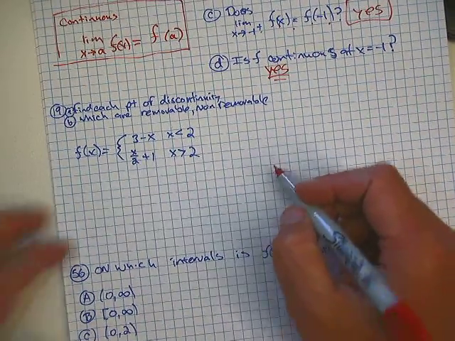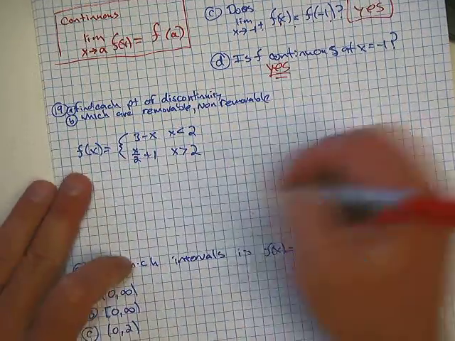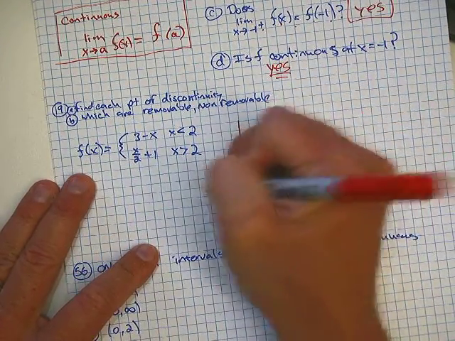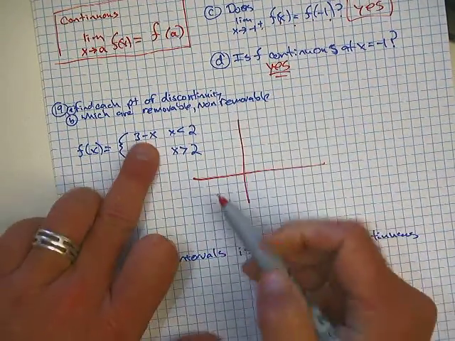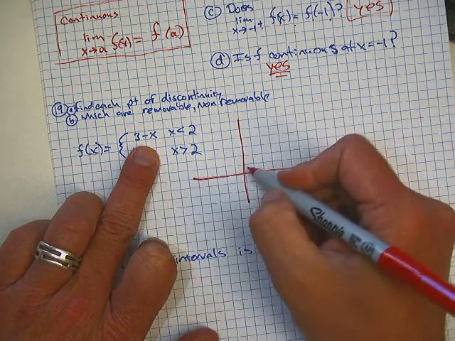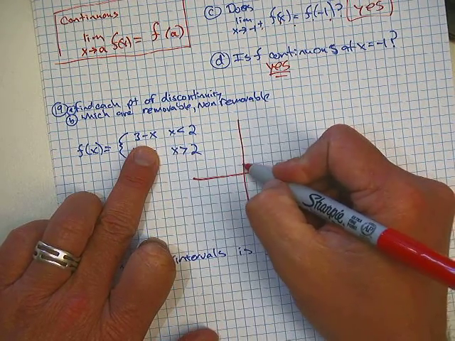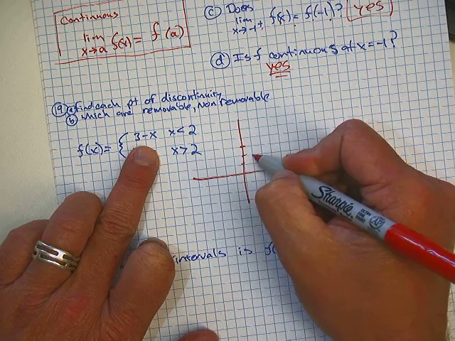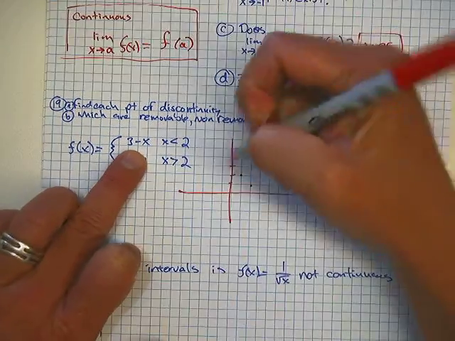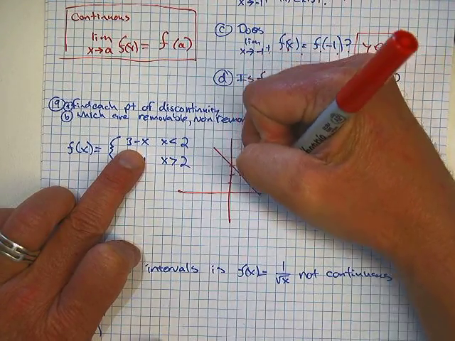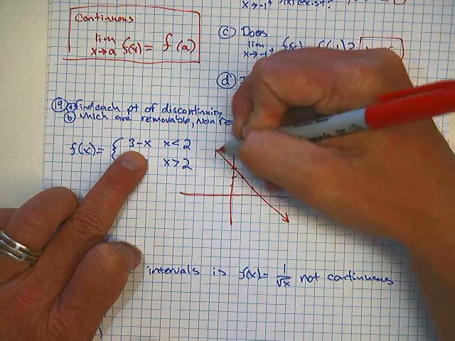Find each point of discontinuity, which are removable and which are non-removable. So this one, kind of quick, easier. Just graph it. So we got 3 minus x. That means the slope is negative 1. It crosses through at 3. 1, 2, 3. The slope is negative 1, so down 1, down 1. We're going to get a line that looks like this.